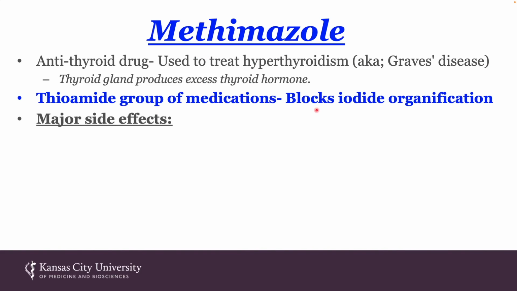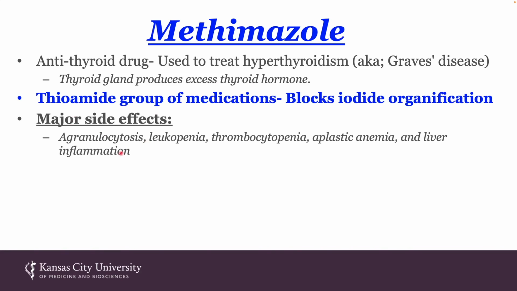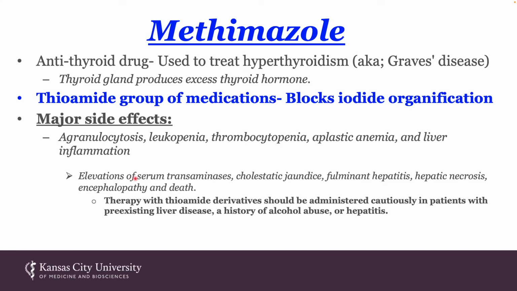This group of medications blocks iodide organification and has major side effects, to include agranulocytosis, leukopenia, thrombocytopenia, aplastic anemia, and liver inflammation. Clinicians should look for elevations in serum transaminases, jaundice, fulminant hepatitis, hepatic necrosis, encephalopathy, and death. Therapy with thioamide derivatives should be administered cautiously in patients with pre-existing liver disease and a history of alcohol abuse or hepatitis.